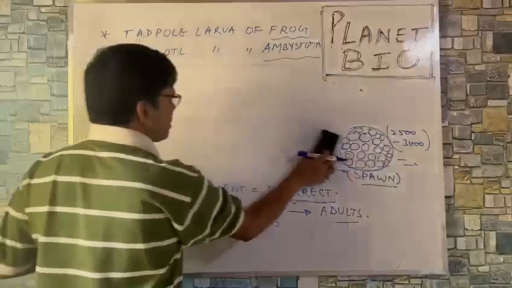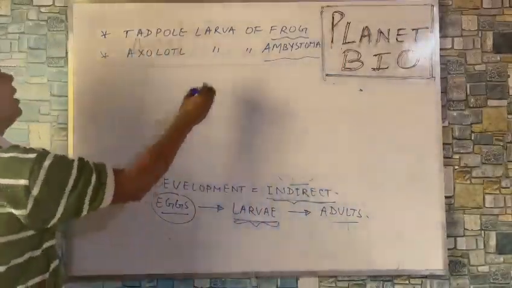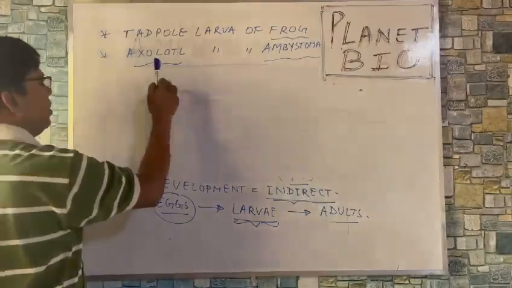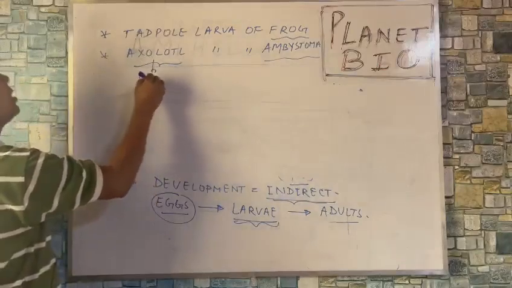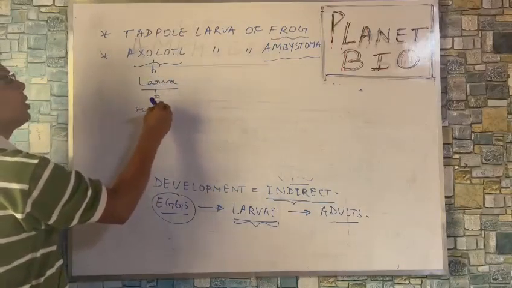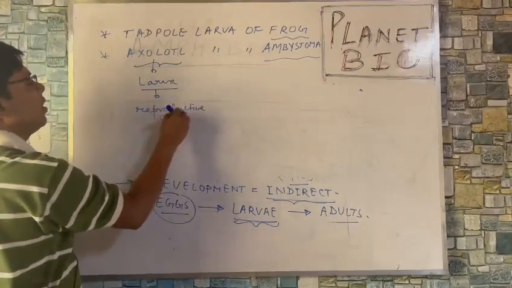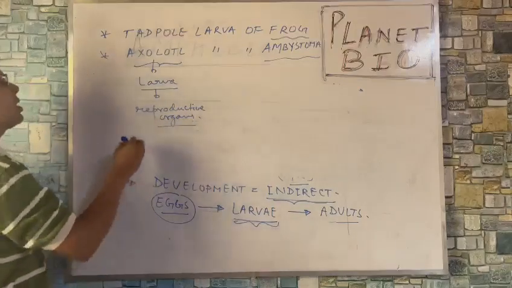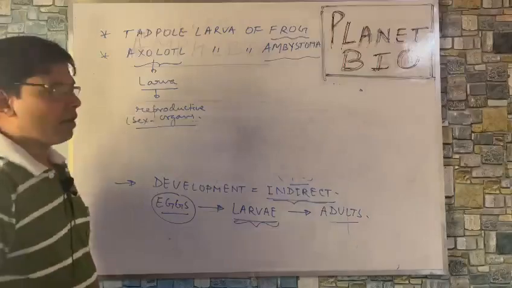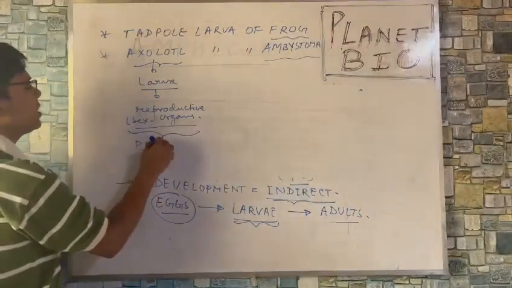Now one more special condition you can study. In ambystoma, this is the larva, axolotl. This larva can develop reproductive organs, sex organs, functional reproductive organs or sex organs. So the development of reproductive organs in larva is called pedogenesis.